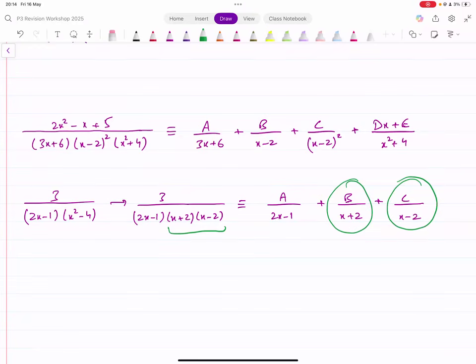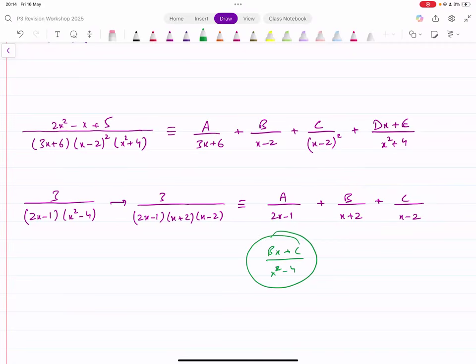For this, you cannot do bx plus c over x squared minus 4, because the idea of partial fractions is we want to break the fraction down as much as possible. This fraction can be broken down further, so that is not acceptable. You'll have to factorize this and then find the partial fractions.